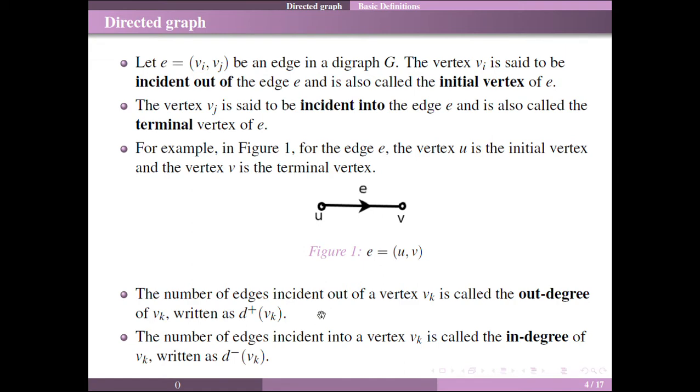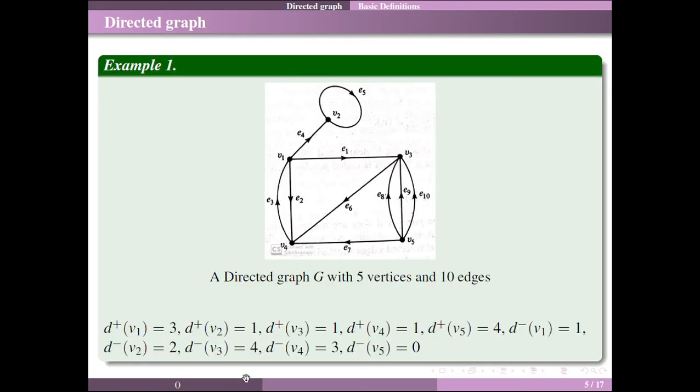Next, we define degree for a directed graph. There are two types of degrees, in degree and out degree. The number of edges incident out of a vertex Vk is called the out degree of Vk and is written as d plus of Vk. Similarly, we define the in degree. The number of edges incident into a vertex Vk is called the in degree of the vertex Vk and is written as d minus of Vk.